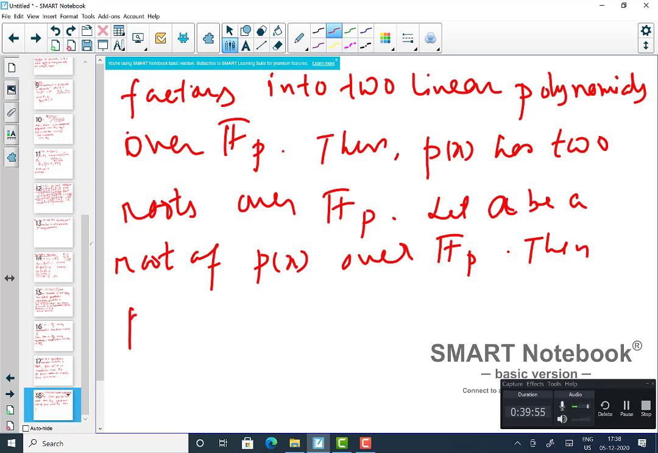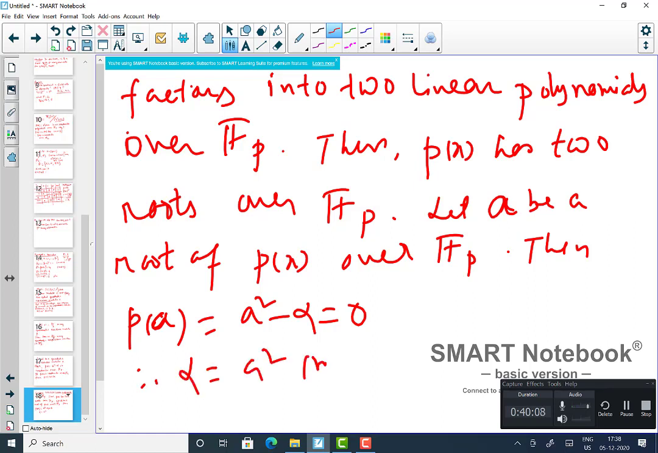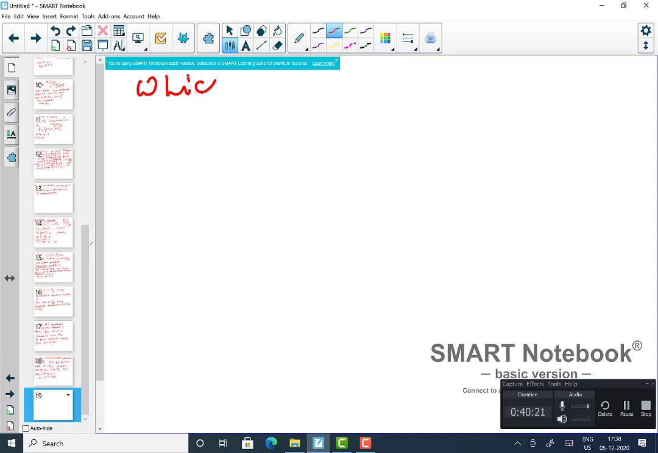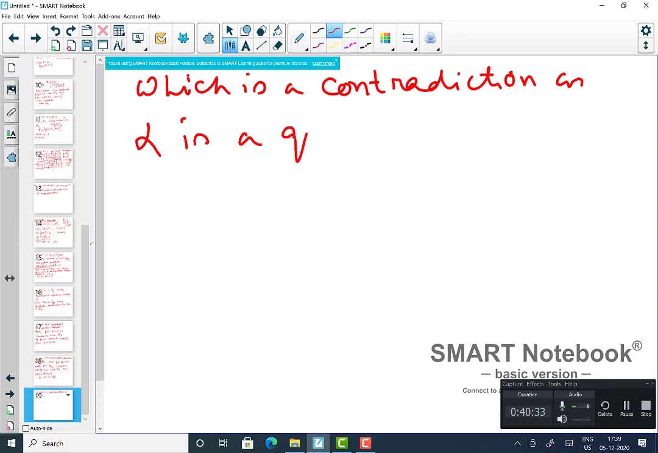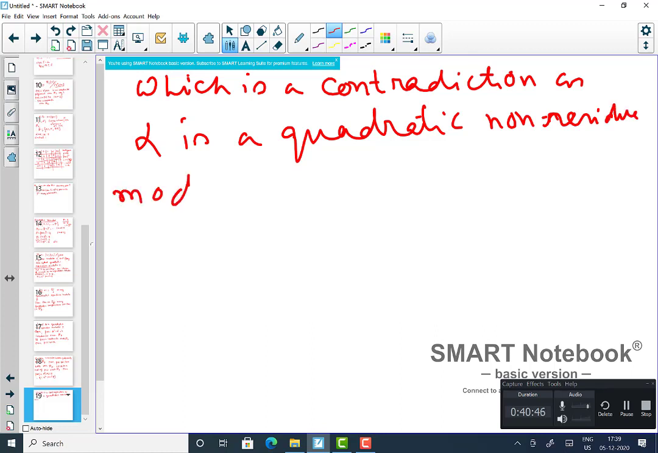Then p(a) will be equal to a square minus alpha, which is equal to 0, right? And thus alpha equal to a square mod p, that prime p. So this is a contradiction, because alpha is a quadratic non-residue modulo prime p, right?